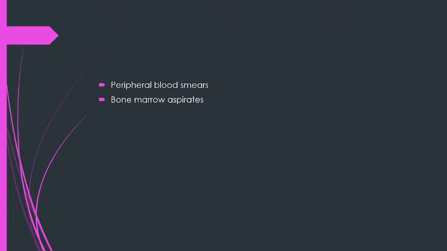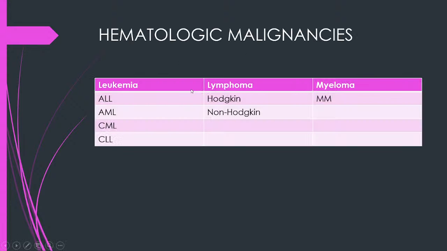Okay? All right. Now, let's move on to summarize the common hematologic malignancies. We have several types of hematologic malignancies. We can divide them into leukemia, lymphoma, and myeloma, which will be the topic of our discussion for today. So for leukemia, you have four. We're going to move on with the slide. ALL, AML, CML, and CLL.